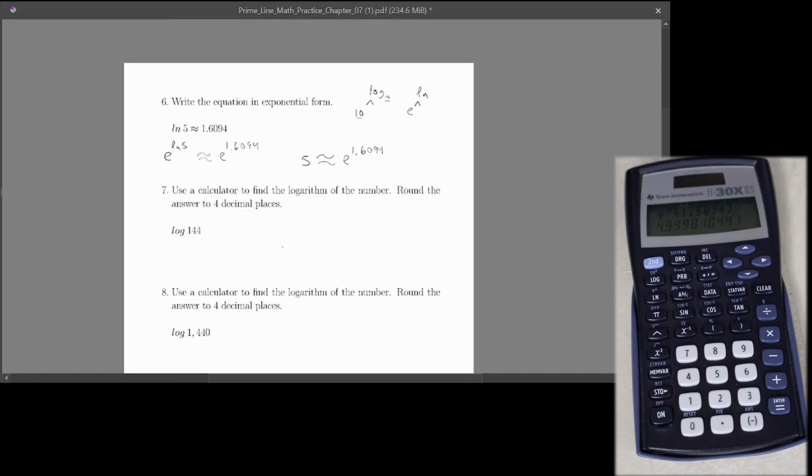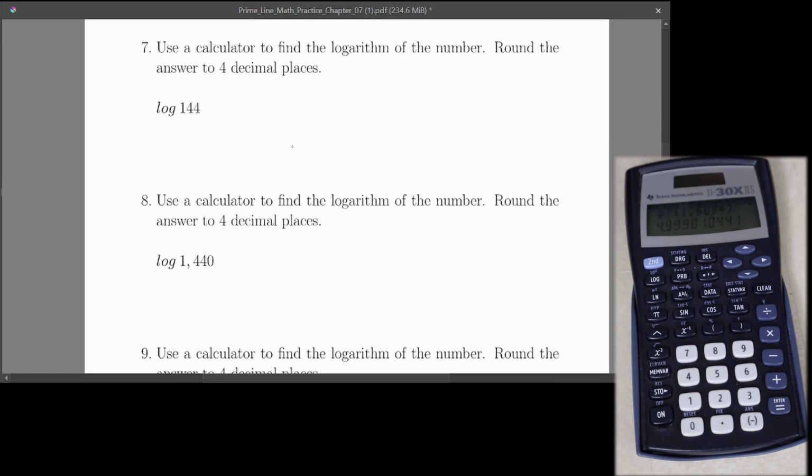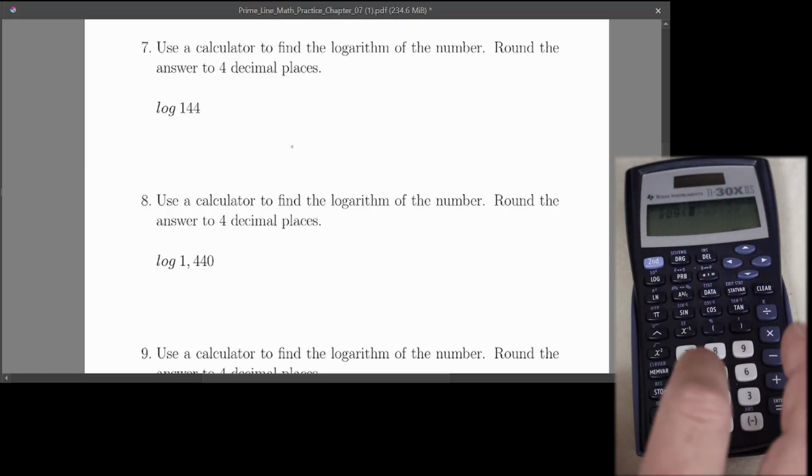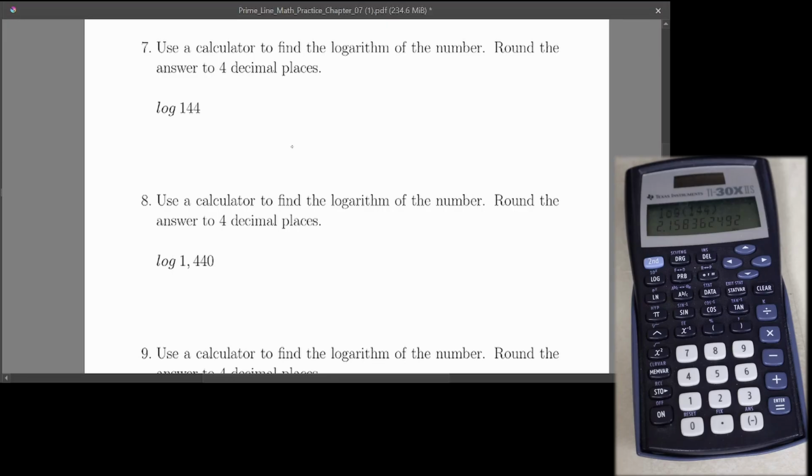Okay, number 7. They want us to calculate the log of 144, and we're going to round to 4 decimal places. So we'll do log 144. We enter that in, and we get 2.158362492. We're going to round to 4 decimal places. So this here goes up, and we get 2.1584.